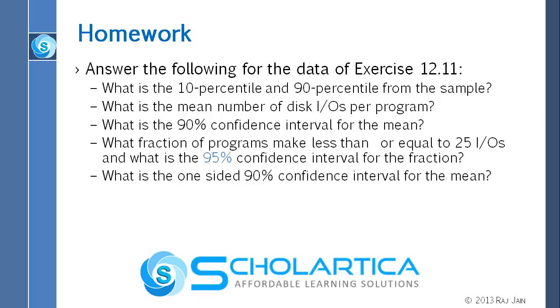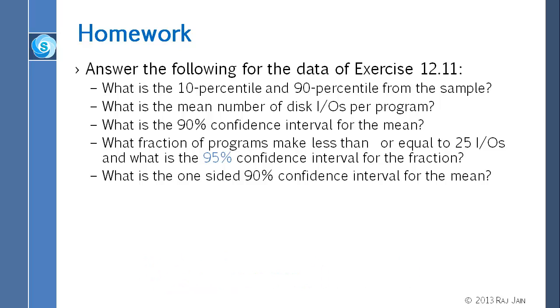And then the question is, what fraction of programs make less than or equal to 25 IOs? What fraction of programs? This you can just read from the data. You can just calculate how many programs made less than 25 IOs, and that will give you the percentage right there. What is the 95% confidence interval for the fraction? Now this is something that we have not done. So this homework you cannot do until we get to the fraction. So just hold on to that one. If we don't get to that fraction topic, then this will not be due.